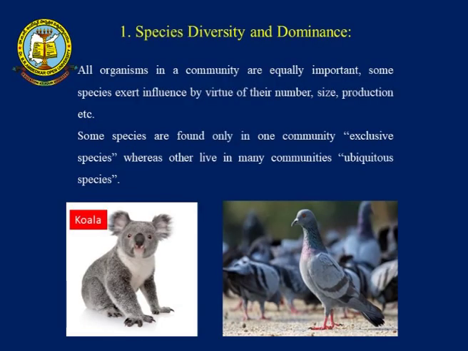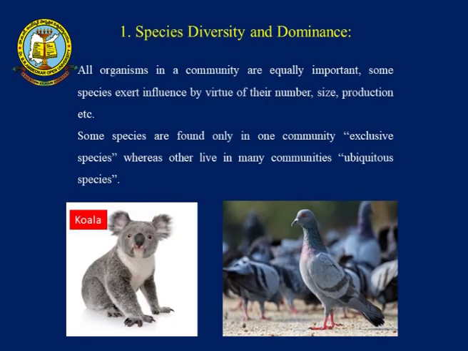First, we will talk about species diversity and dominance. Diversity is how many species and how many varieties are present in an ecosystem, and which one is going to be dominant among them is called dominance. All organisms in a community are equally important, but some species exert influence by virtue of their number, size, production, etc. Some species are found only in one community, called exclusive species, whereas others live in many communities, called ubiquitous species.